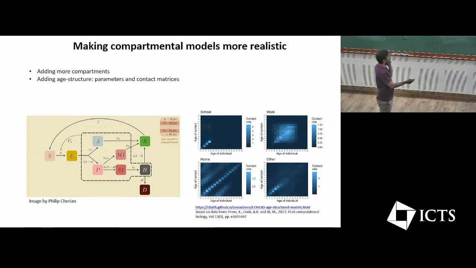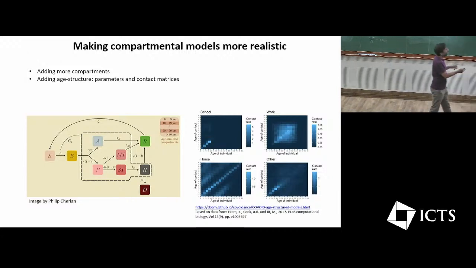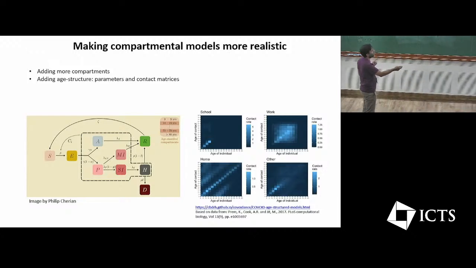So there were people who started taking these already complicated models and adding age structure, and then adding contact structure on top of that, which is, of course, taken from somewhere. So this is, I forget where this data is from, but I think it's from Pune. But anyway, some people have measured.